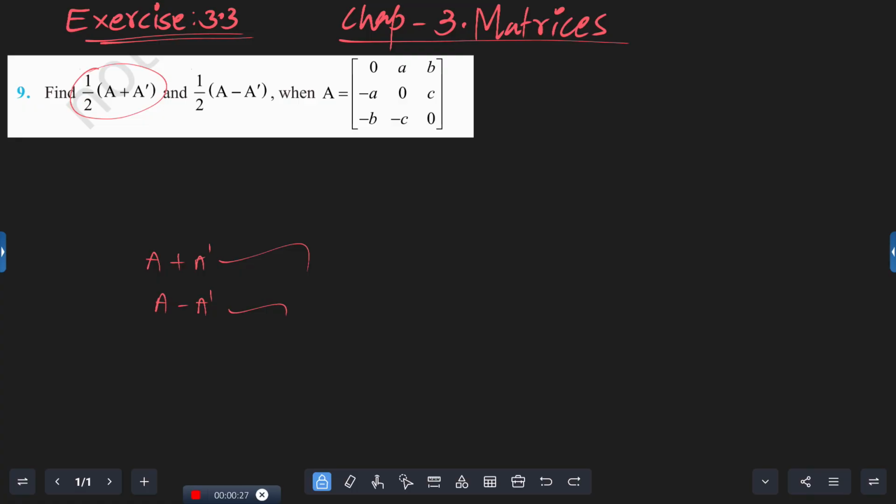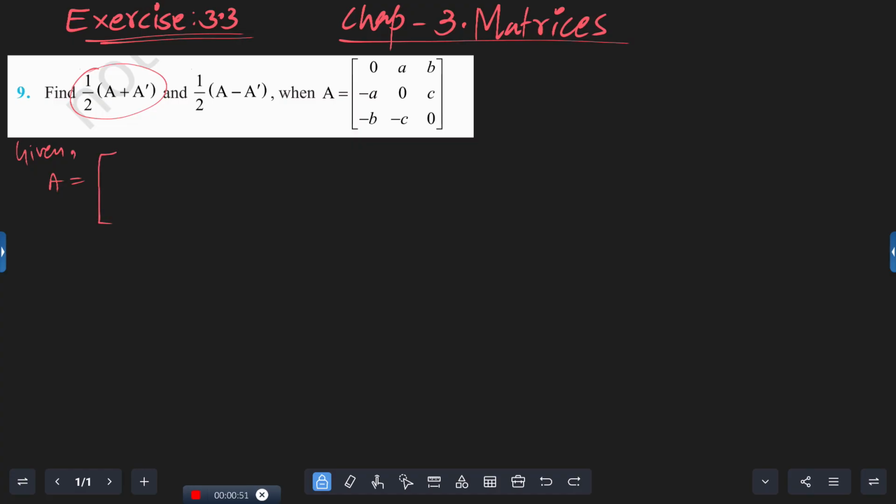But here what they are doing, they are multiplying 1 by 2 in both the cases. That one they asked to find, but they didn't ask to check whether it's symmetric or skew symmetric. Just they asked to find. That's it. So A is given, so A dash we have to find additionally. In the given, you just write.